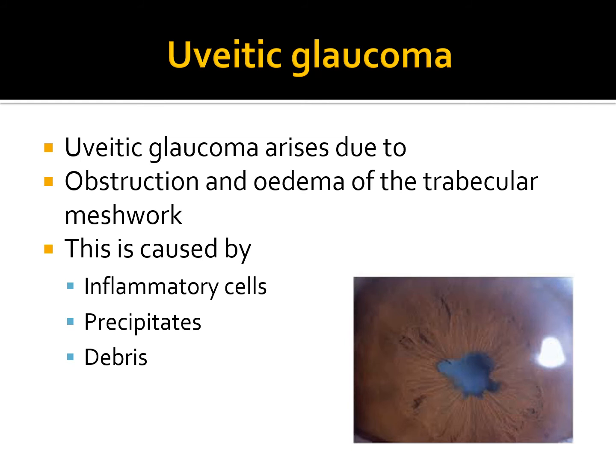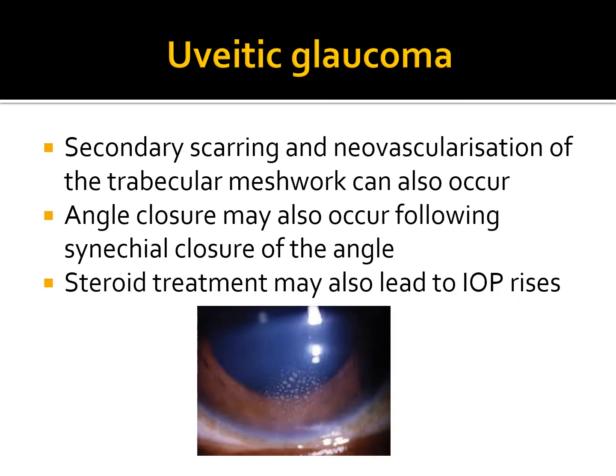Uveitic glaucomas arise because of obstruction and edema of the TM, caused by inflammatory cells and precipitates and so on. You can also get secondary scarring and neovascularization of the TM, and angle closure may also occur with synechiae forming. Steroid treatment obviously can also lead to IOP rises, because you're going to be treating these people with steroids, aren't you? So you need to be on your toes.